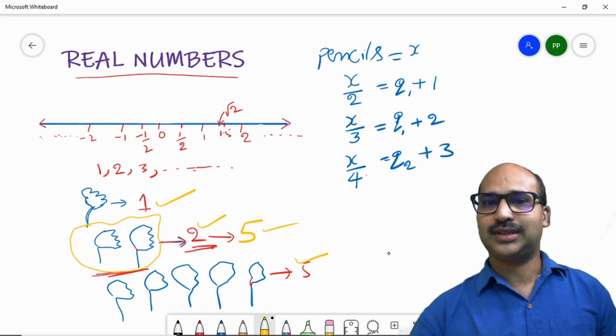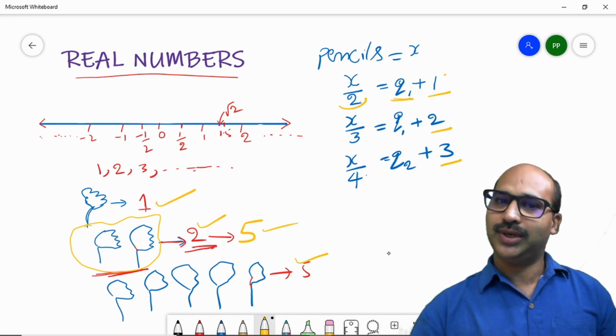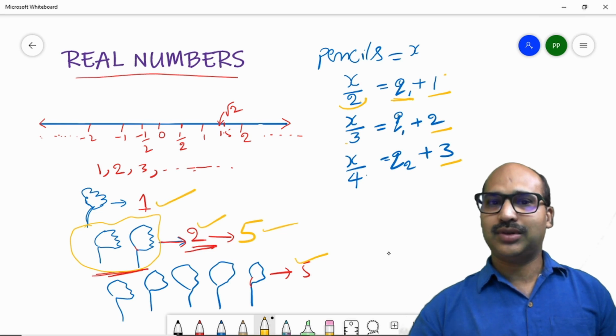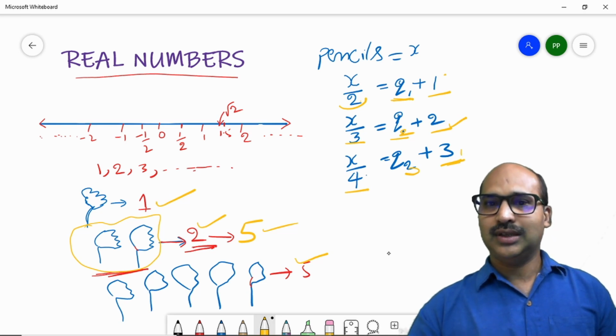So here what you can understand, this 1 is left, 2 are left, 3 are left. So after these pencils are divided among 2 children equally, 1 is left. Then these 2 children got q1. So each one got q1 number of pencils. And if they are divided among 3 children, each one got some q2 number of pencils and 2 are left. And if the same set is divided among 4 children, each one got some q3 number of pencils equally, then 3 are left.